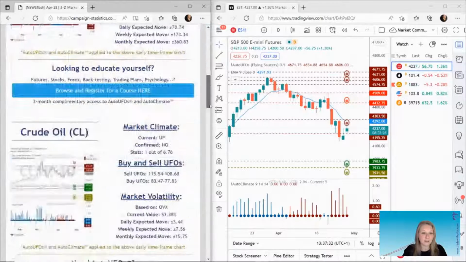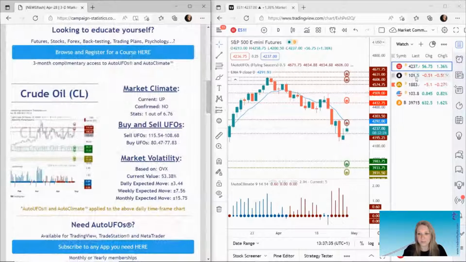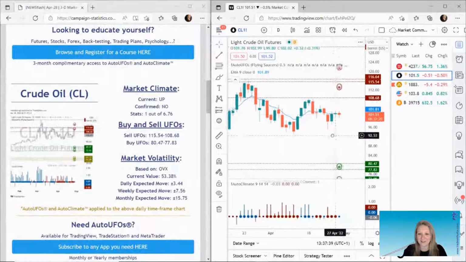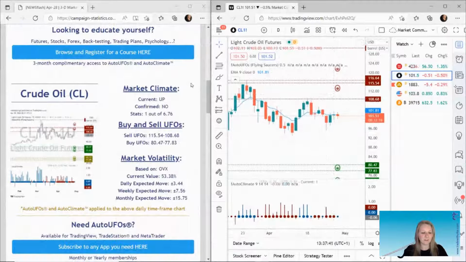Now the next market is crude oil. So let's load this and squidge it so we can see what we need to see. There we go. Now just to highlight before we show you crude oil, the different courses that we offer. We do courses in futures, stocks, forex, backtesting, trading plans and psychology.